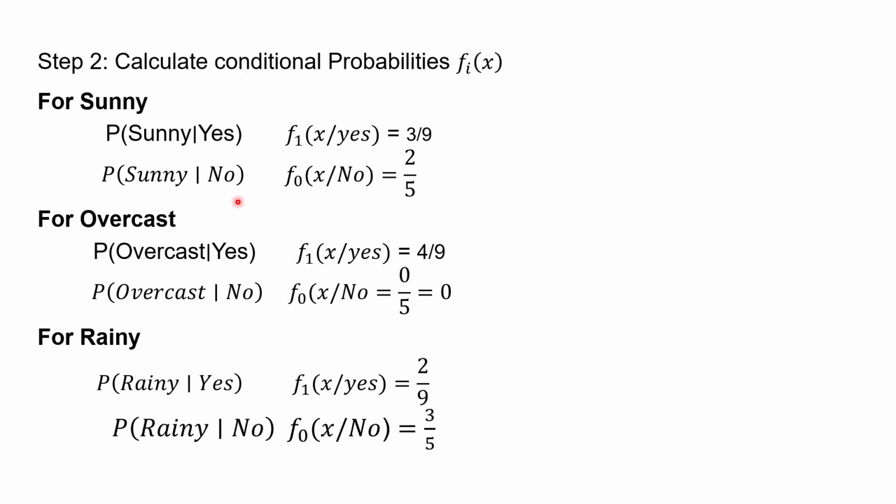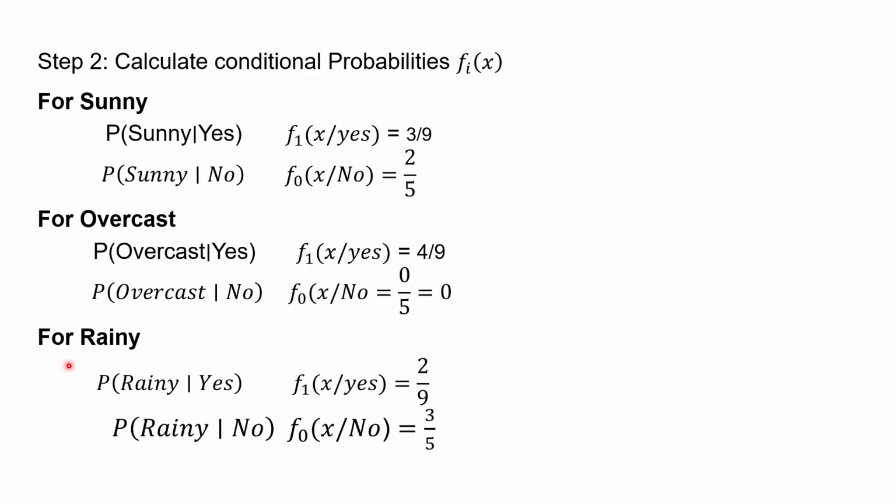Similarly, P of sunny given no, which is equal to F0 of x given no, is nothing but 2 divided by 5. 2 is the probability value for sunny under no class and 5 is the total probability of the no class. So, F0 of x given no is nothing but 2 by 5. Similarly, for overcast case, P of overcast given yes, that is F1 of x given yes, is equal to 4 by 9 and P of overcast for no class is equal to F0 of x given no, that is equal to 0 divided by 5, which is nothing but 0.